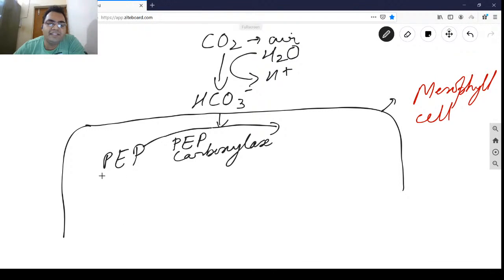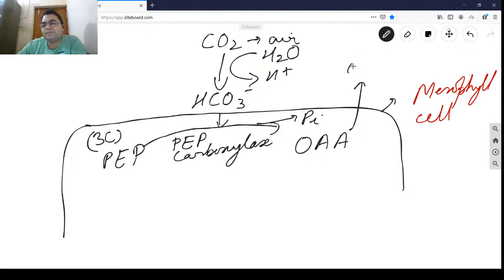So this is a three carbon compound. Pyruvate is a three carbon compound in glycolysis. That's why. So now the Pi will be released and then oxaloacetate will be produced. This is oxaloacetate. Okay, then oxaloacetate is produced.